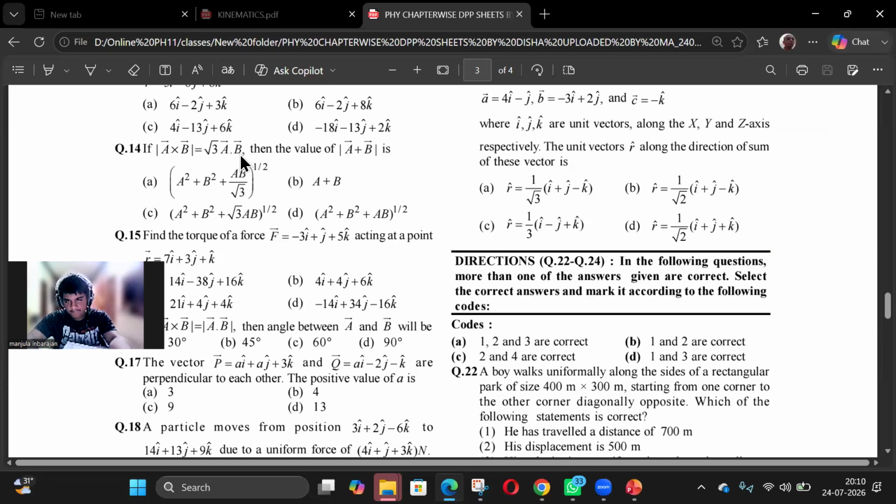Check the answer. The answer is option A. So for the given statement, you'll get tan theta as 1 by root 3. A cross B is AB sin theta. A dot B is AB cos theta. Sorry, A cross B is sin theta. So from there, you get tan theta as root 3. So theta is 60 degrees then.